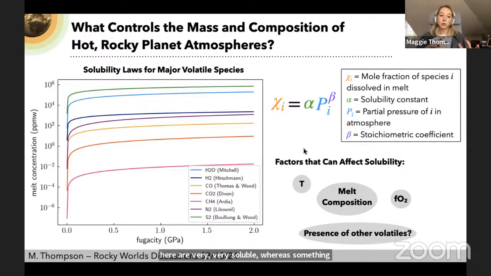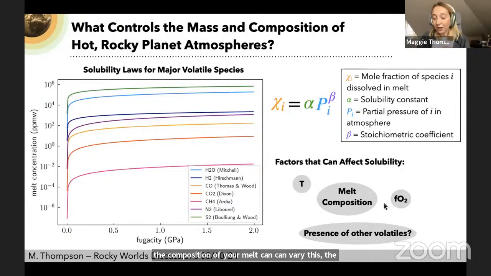But I want to point out something that's sort of hidden in this figure, which is a lot of other factors that can affect the solubility of a particular species. So that can include things like the temperature of your surface, your magma ocean surface interface. Again, the composition of your melt can vary this, the redox state in your atmosphere, and also potentially the presence of other volatiles.